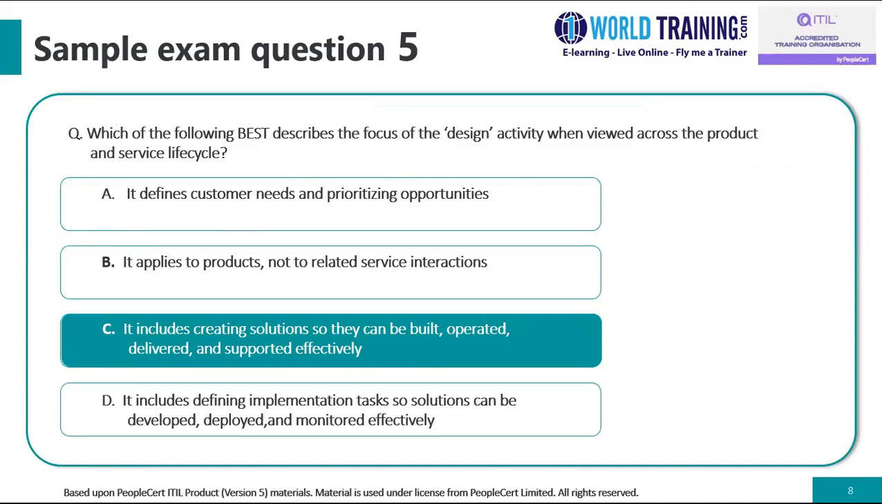The design activity aims to create products that are not only valuable and desirable to users, but also operable, supportable, and sustainable. A is wrong because defining customer needs and prioritizing opportunities is the purpose of Discover. B is wrong because product and service design are inseparable in digital product management. And D is wrong because defining implementation tasks belongs primarily to build and transition, not design.